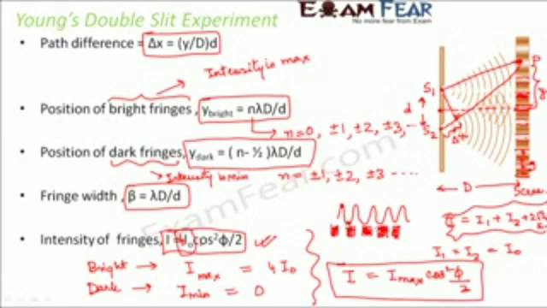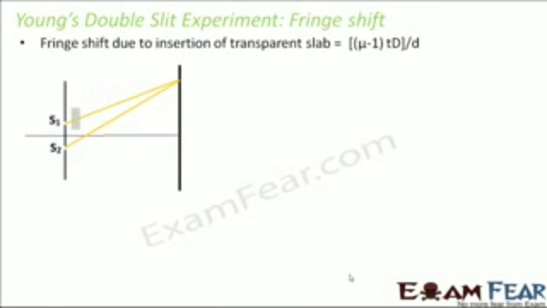So if we want to find out the intensity of any of these points, then we need a general expression which will help us find the intensity at any point. So that expression is this one, right? Okay, so in this fashion, we can find out the intensity. So Young's double slit experiment talks about path difference, phase difference, bright fringes position, dark fringes position, fringe width, and intensity of fringes.